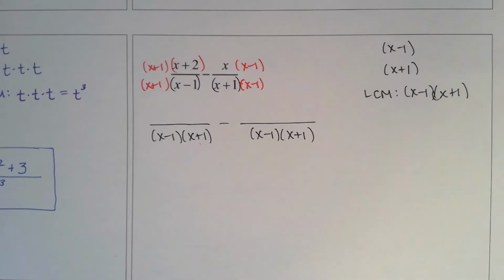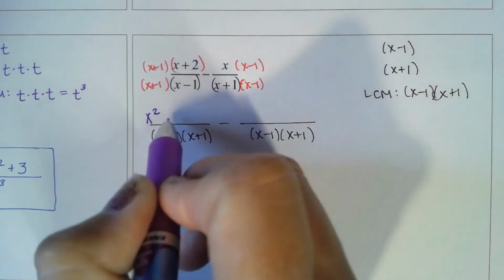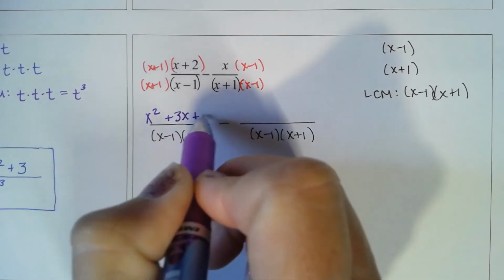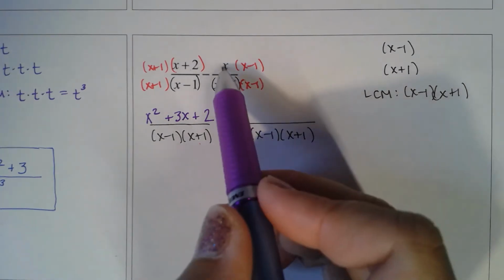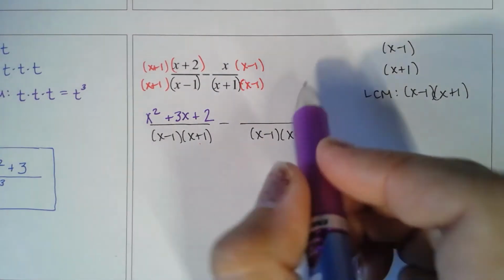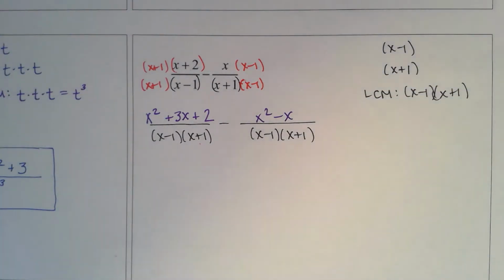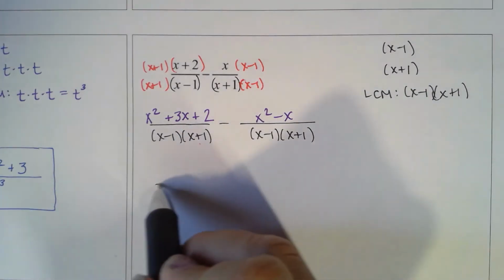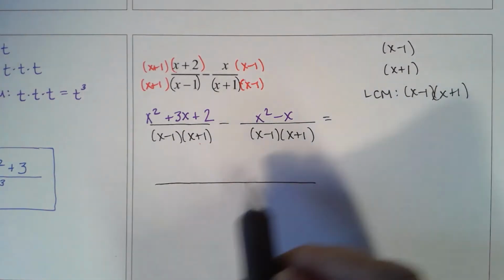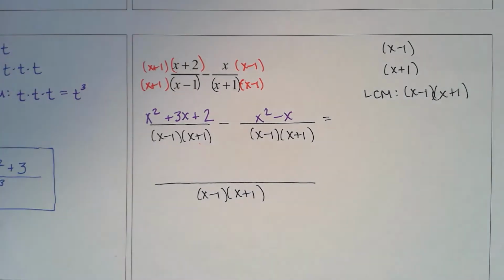All right, so let's go ahead and multiply these out. In the top, when I FOIL, I get x squared plus 3x plus 2. If you need to pause the video and multiply those out, that's fine. My second fraction, when I distribute the x, is x squared minus x. All right, so we can now subtract. My denominator is x minus 1 times x plus 1.